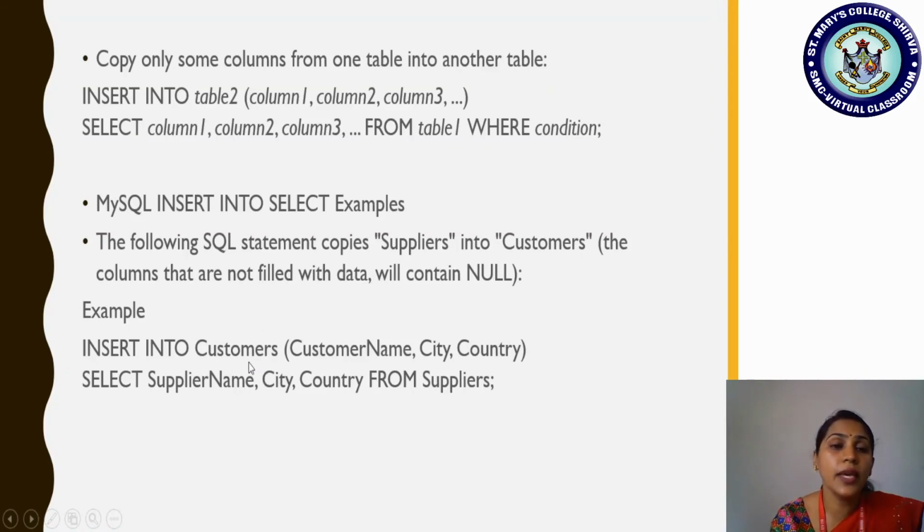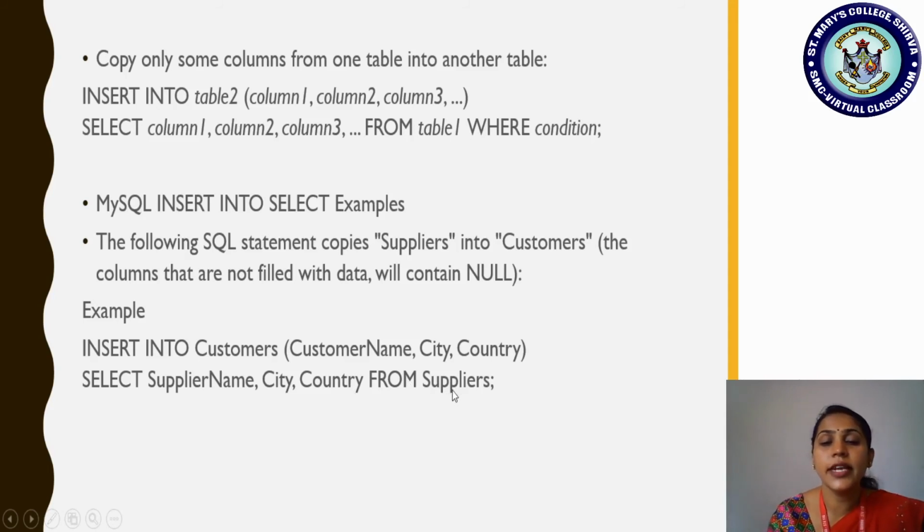So customers is a new table they are considering, and these are the attributes they want to store values for: customer name, city, country. These are the three attributes. They have decided the column names. So insert into customers, for which columns they want values: customer name, city and country. But they want to copy the values from the already existing table, that is a source table, right? So select which three columns? Supplier name, city, country. These three columns from which table? Supplier table.